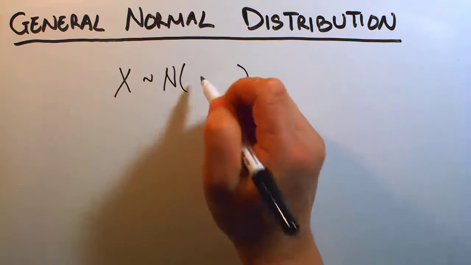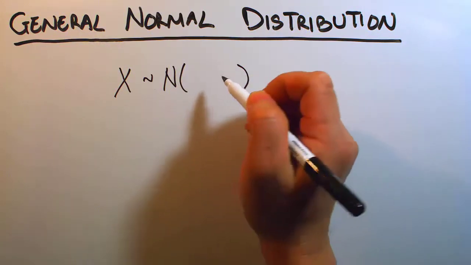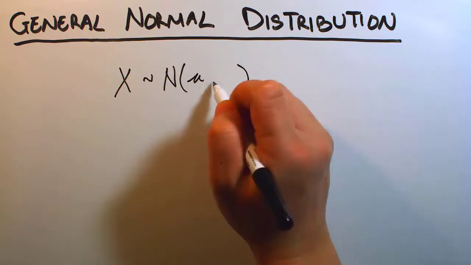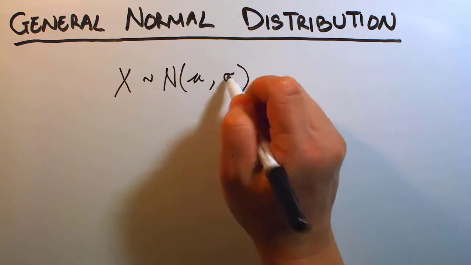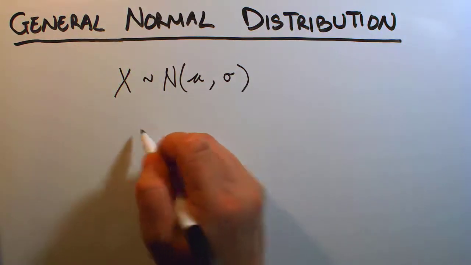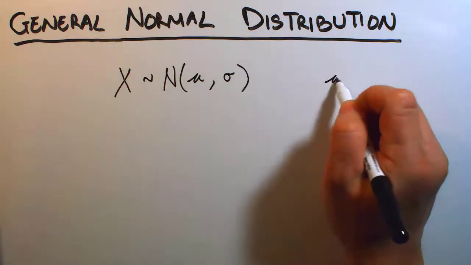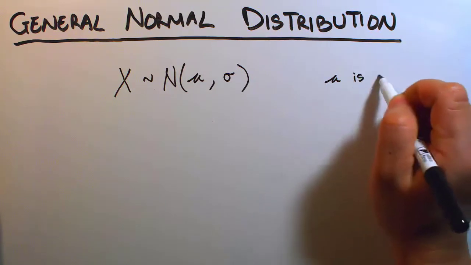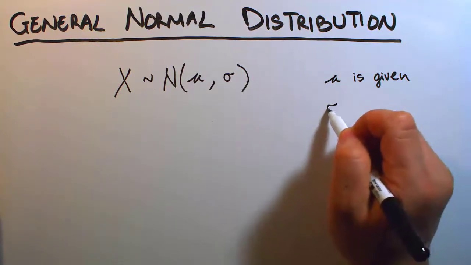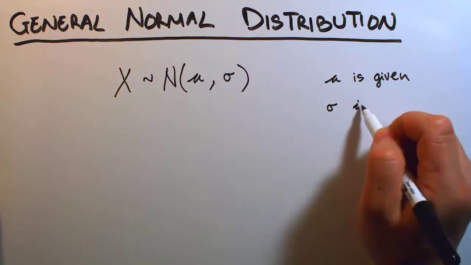But now our mean and standard deviation are no longer 0 and 1. We're now at some given mean and some standard deviation. So remind yourself, once again, the mean is given, as well as sigma, the population standard deviation, is also given.